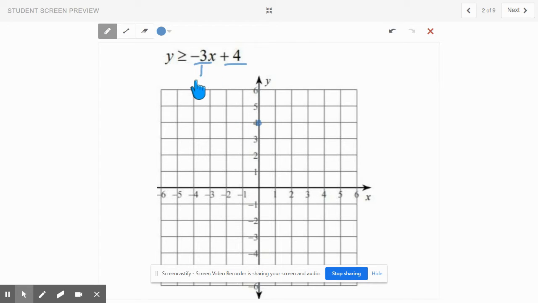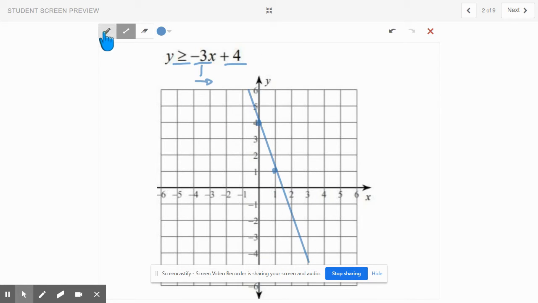This is always run. The denominator is always going to be the run. This tells you rise or fall. It's negative, so you're going to fall 1, 2, 3 over 1. Why is it going to be a straight line? Because that line right there is equal to, so it gets a straight line through it.